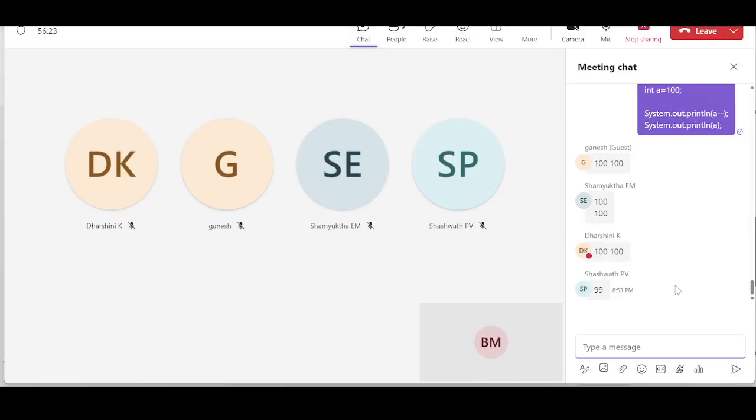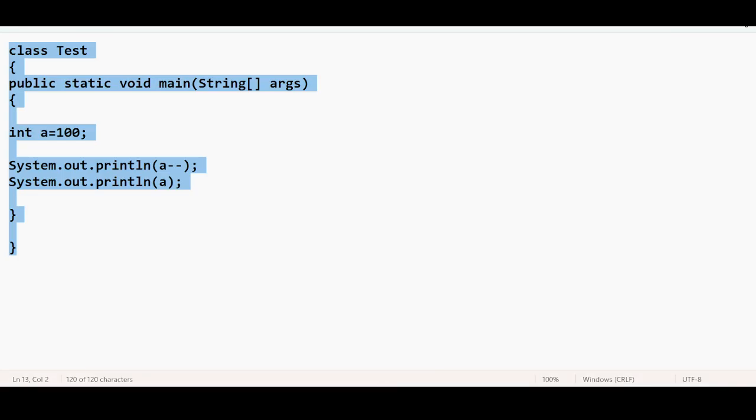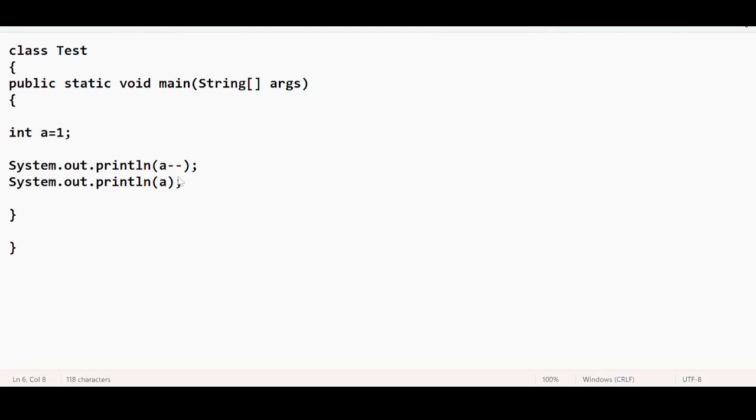Let's see another example. Pay some attention. These are the set of interview questions. They may look very simple. By looking at them, you will think, hey, let me crack this interview, it is very easy. You will feel like that.